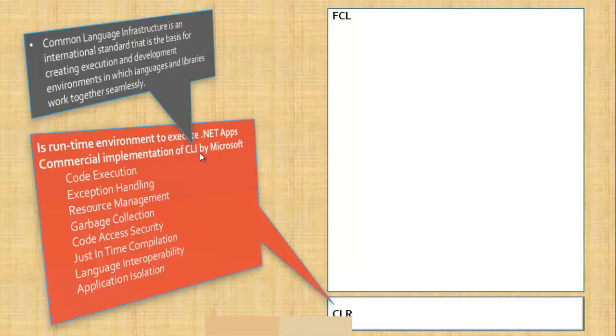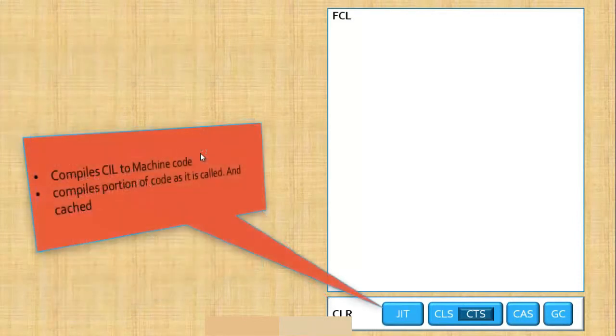Now let us have a look at other important components of CLR, that is JIT, CLS, CTS, CAS and garbage collector. JIT stands for just-in-time compilation. Just-in-time compilation means compiling code just at the time of execution. This means that instead of compiling the entire code in machine language, the JIT compiler compiles code as and when it gets called.